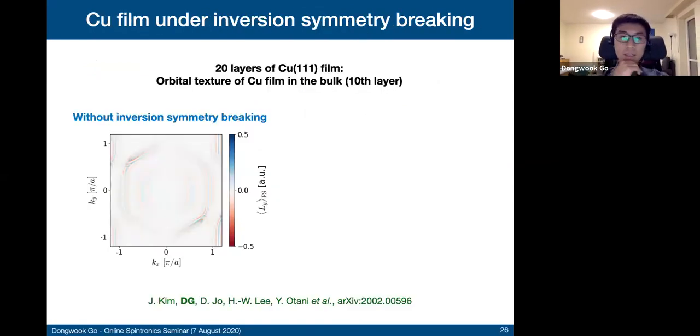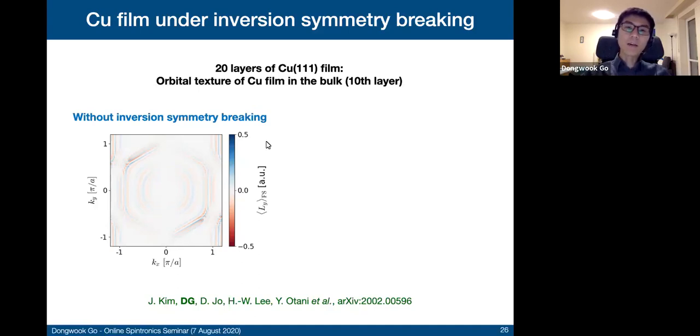And to really see what happens in copper, because copper doesn't do anything in terms of spin, we calculated the orbital texture in copper. What happens if we break the symmetry? Without inversion symmetry breaking, we saw that the orbital texture is almost zero. This is in arbitrary units, which is actually very small. I wanted to indicate that something exists, like positive and negative appear, but overall the texture cancels to zero.